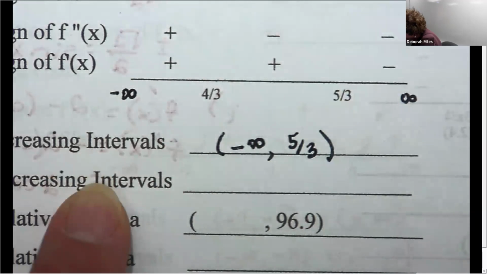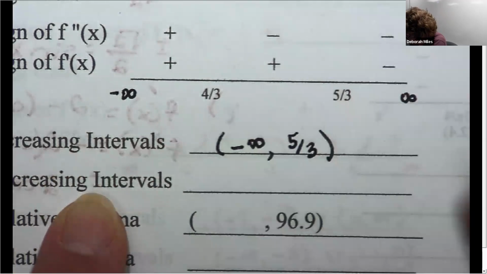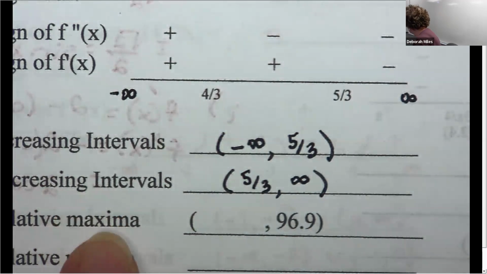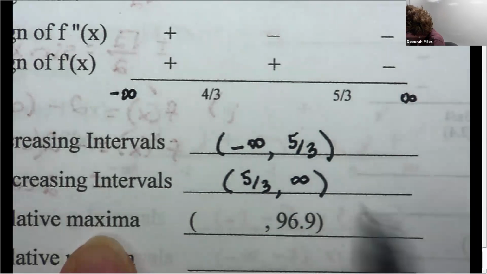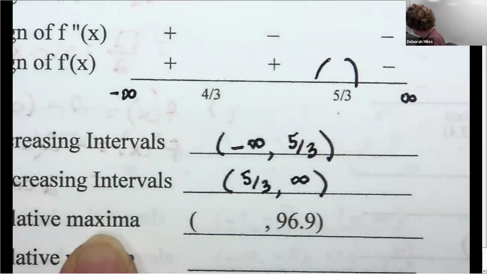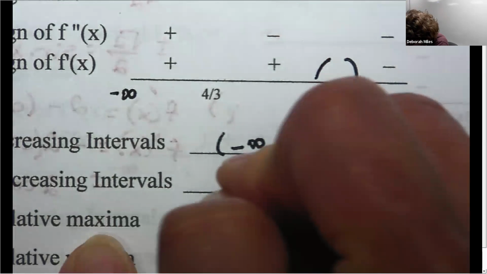And where are the decreasing intervals? All right, 5/3 to infinity. You're looking for where the first derivative is negative. How do you spot relative extrema by looking at the sign chart? Where the function changes from increasing to decreasing or decreasing to increasing. And it looks like that happens at 5/3. Is there a max or a min at 5/3? The function's going from increasing to decreasing, so there's a max at 5/3.